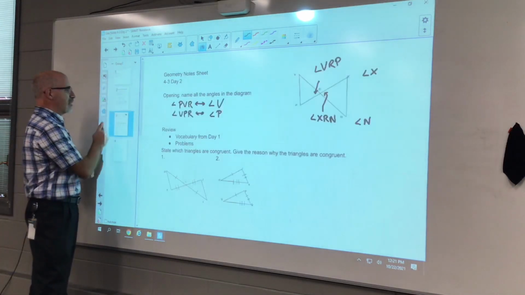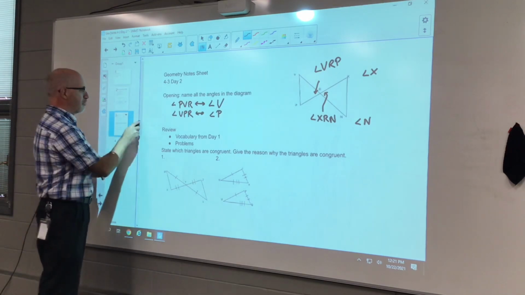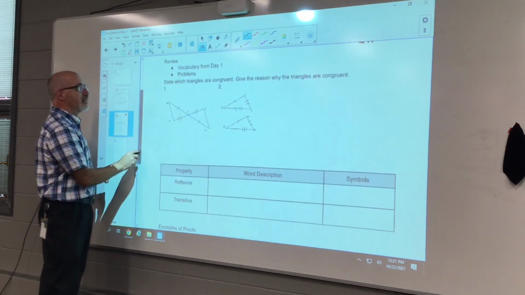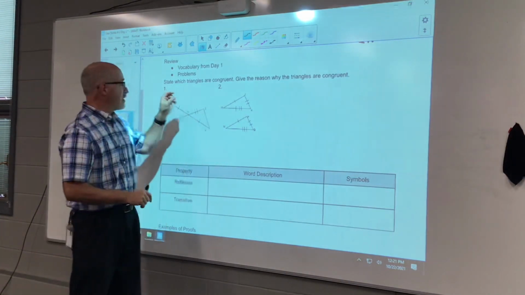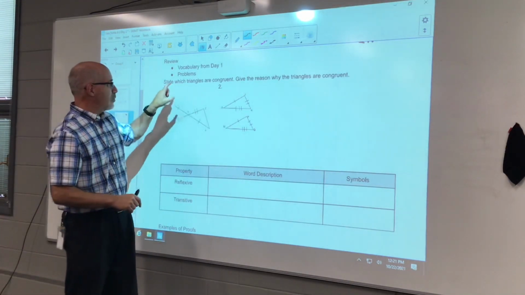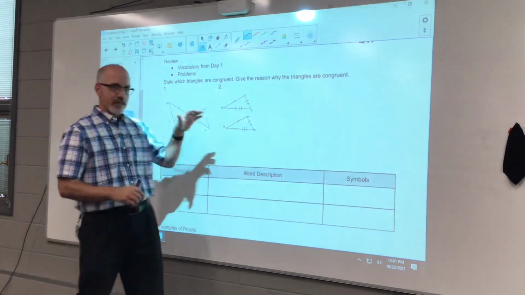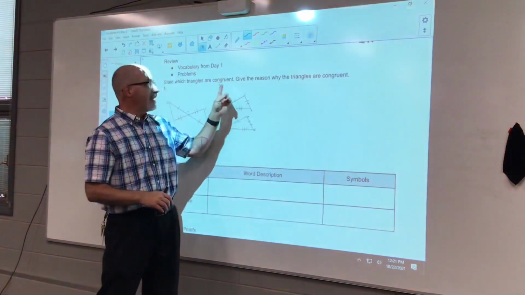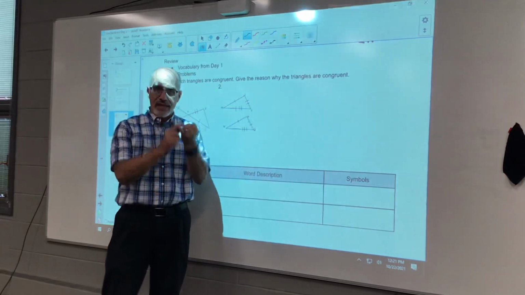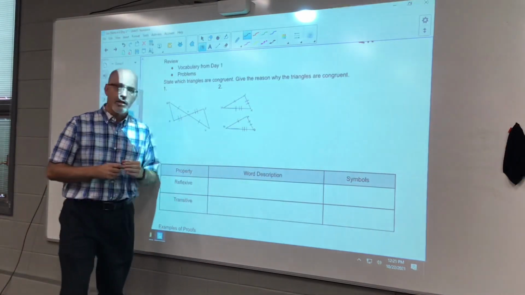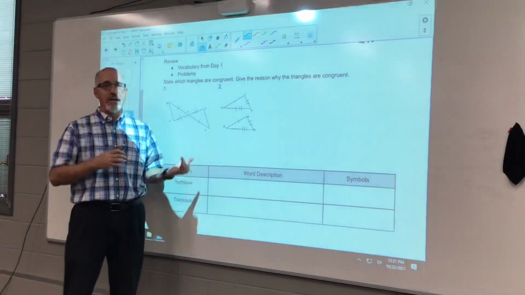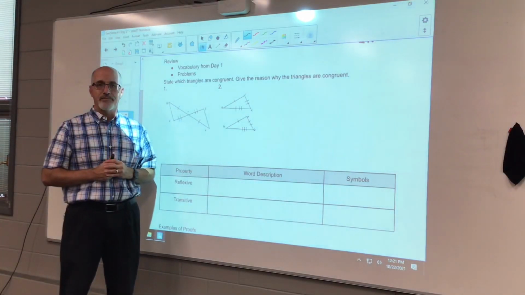Let's go ahead and take a look at some problems here, just to review a little bit. I'd like you to pause the video, and on these 2 problems, state which triangles are congruent, list the letters for them, and then give the reason. We had side, side, side, or side angle side yesterday. Give the reason why they're congruent. Pause the video, then come back in just a moment and check how you did.